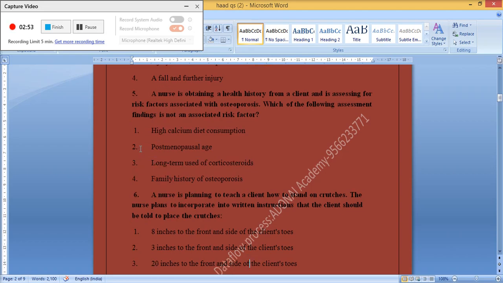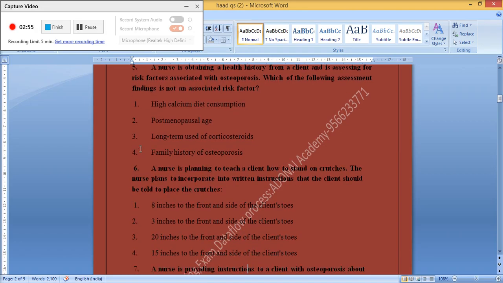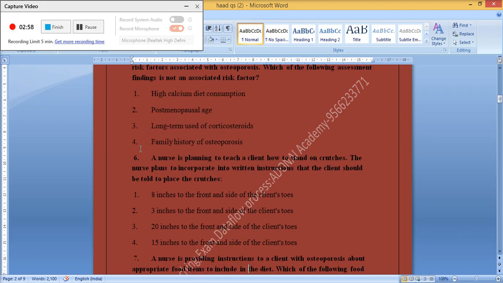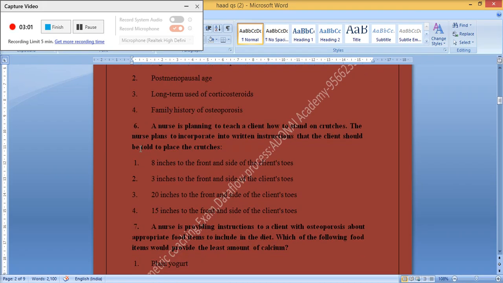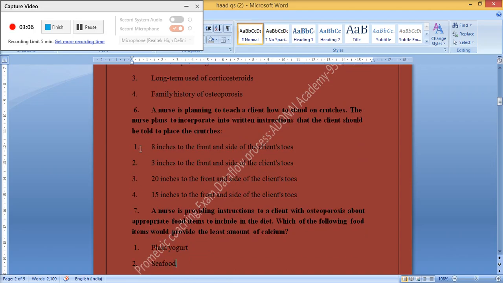6. A nurse is planning to teach a client how to stand on crutches. The nurse plans to incorporate into written instruction that the client should be told to place the crutches 1. 8 inches to the front and side of the client's toes. 2. 3 inches to the front and side of the client's toes. 3. 20 inches to the front and side of the client's toes. 4. 15 inches to the front and side of the client's toes. The correct answer is 1. 8 inches to the front and side of the client's toes.